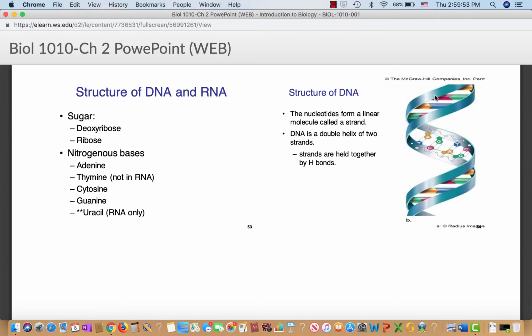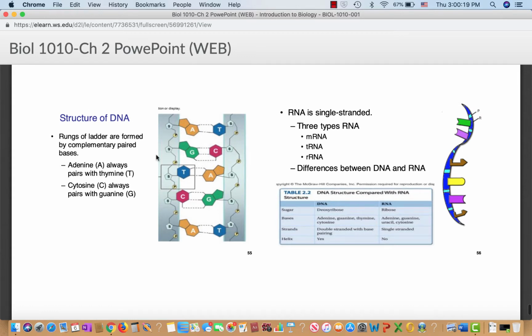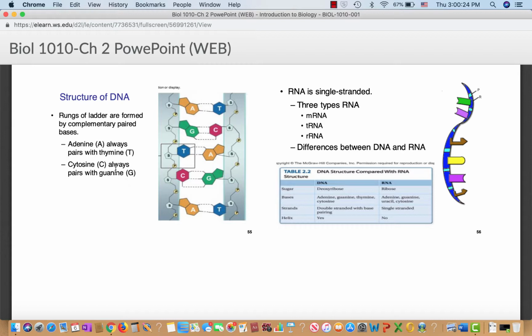The structure of DNA is a linear form called a strand that produces this double helix, and the 2 sides of it are held together with these rungs in the middle, which are bonded together with hydrogen bonds. The rungs are formed by complementary base pairs, so A always bonds to T in DNA. In RNA, the T is replaced with a U, and then C always bonds with G, no matter if you're talking DNA or RNA. You have 3 types of RNA.